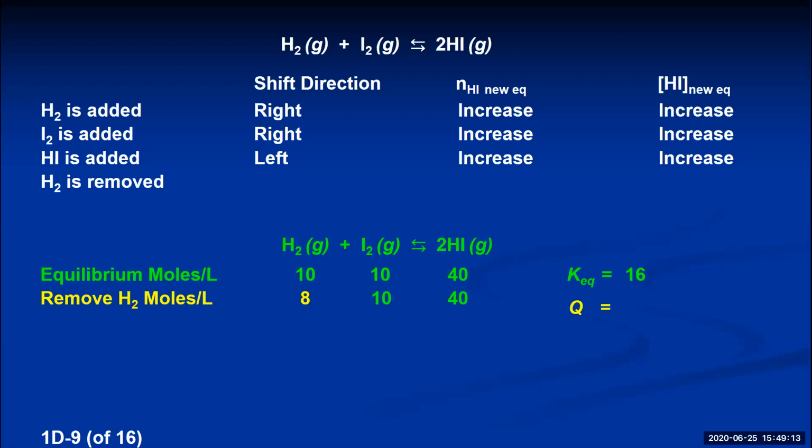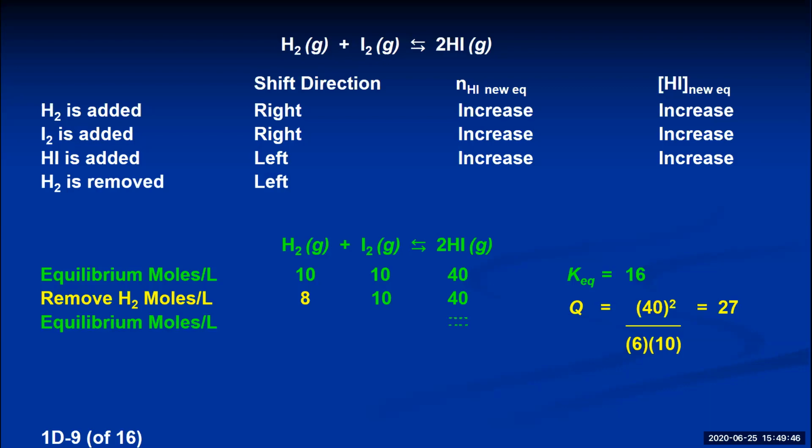You can show that mathematically by calculating a Q value for this new expression. It's 40 squared over 6 times 10, that equals 27. So by removing the H2, you've removed some of the hydrogen, you've caused Q to be greater than the equilibrium constant. To go back to equilibrium, Q has to shrink from 27 to 16. If it's going to shrink, you've got to make the denominator bigger, you've got to form more reactants, and forming more reactants means the reaction is shifting to the left, the reverse reaction is spontaneous.